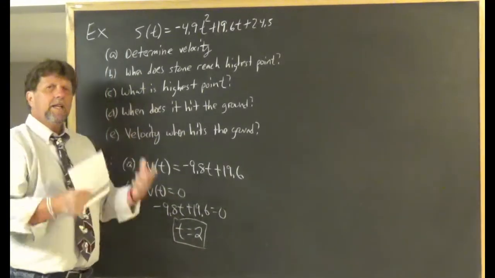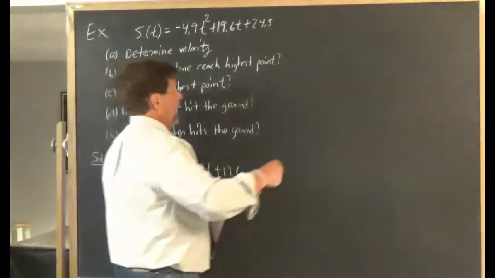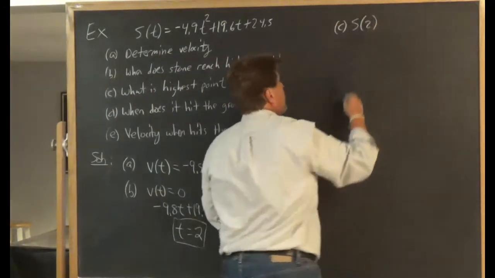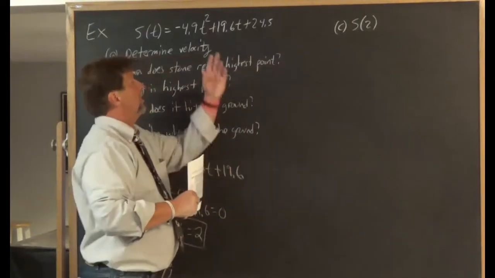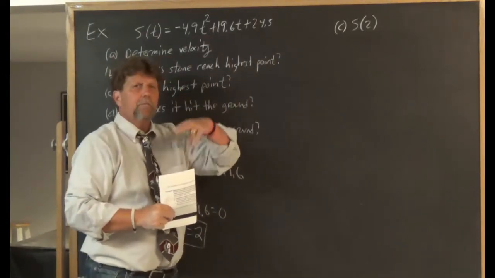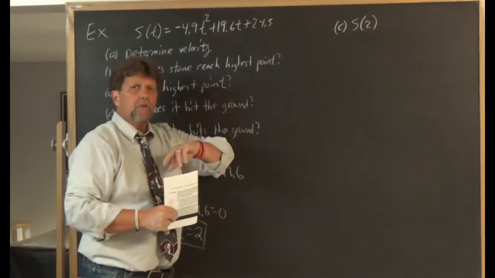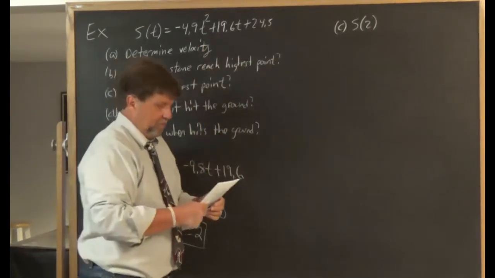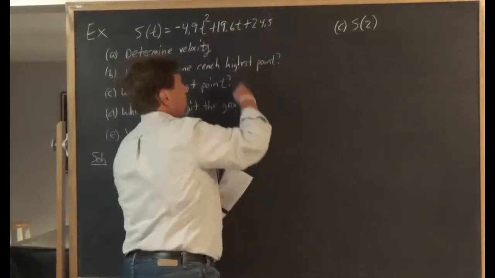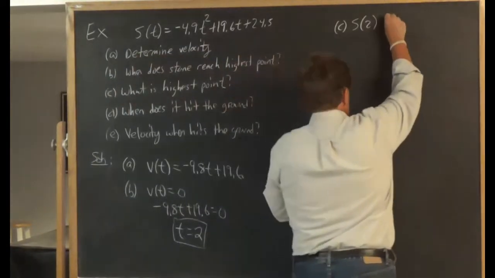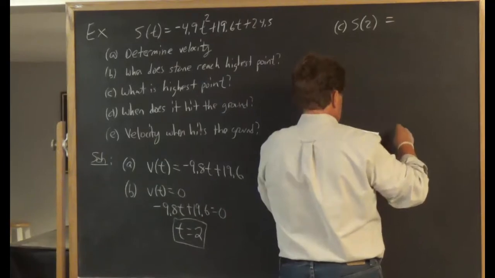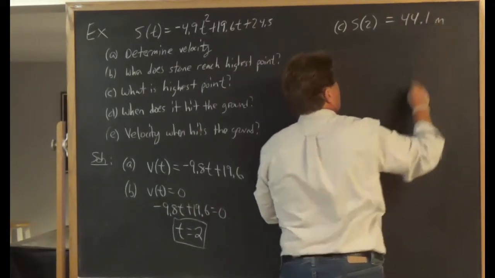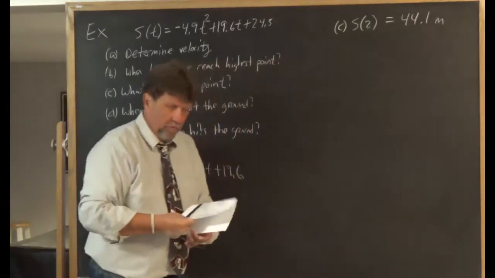Part C, what is the highest point? Well, that's nothing more than evaluating the position function at 2. The position function tells us the position of the stone. So we toss 2 into the position function. That tells us what its highest point is. So if you put 2 in for the t's, I used my calculator and I got 44.1, and the units were meters, 44.1 meters.